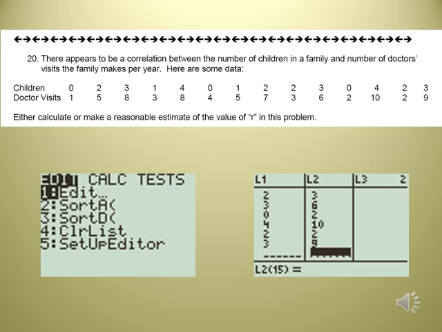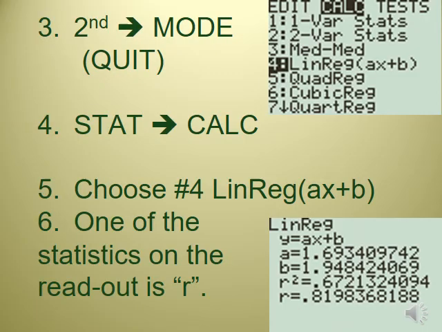And again, I just put the entire list of children and the entire list of doctor visits, and I've got to be careful to make sure that I keep things paired up. Like that family at the end with 3 children had 9 doctor visits. So I put all of those in there, and make sure that both lists are done. Once you've got all the numbers in both lists, you quit out of there. You hit second and the mode key, which is right next to second. And then you go to Stat Calc.